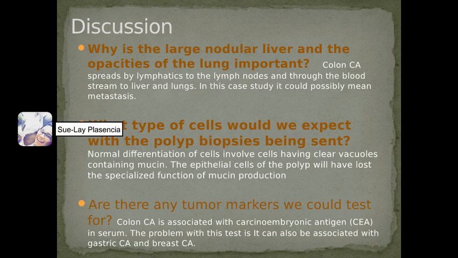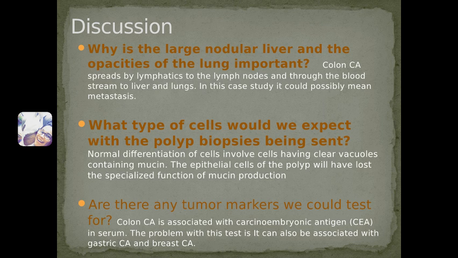Why are the large nodular liver and the opacities of the lung important? Colon cancer usually spreads to the liver and the lungs, but the primary way that they spread is through the lymphatics, they go to the lymph nodes, and then through the bloodstream, they go to places like the liver and the lungs. In this case study, it could be possible that there is metastasis because of the irregular nodules in the liver and the opacities that are seen in the x-ray.